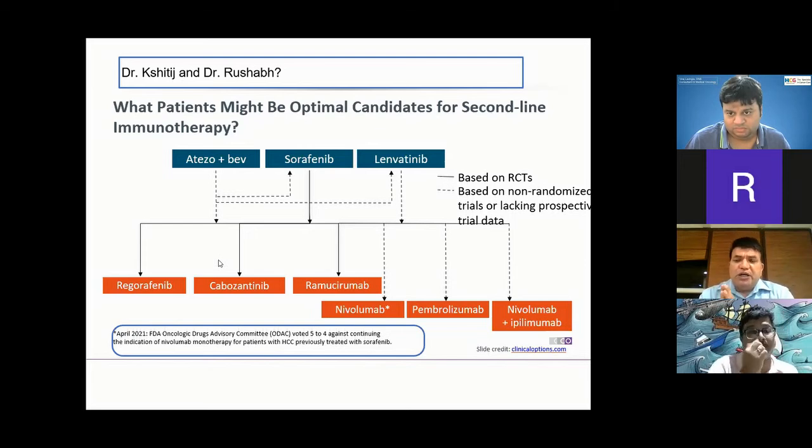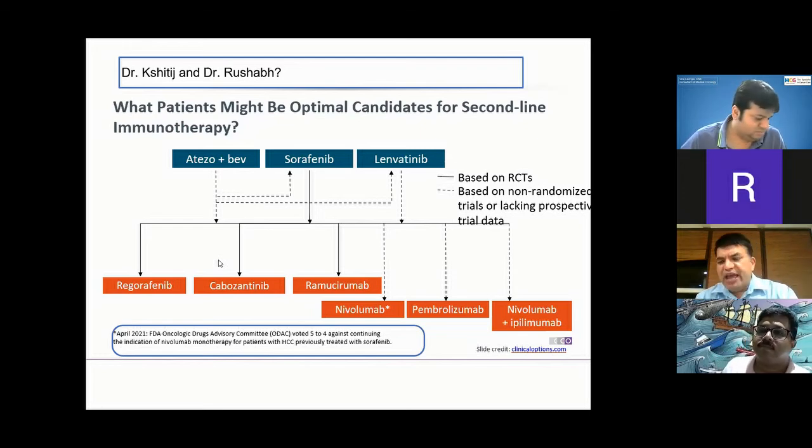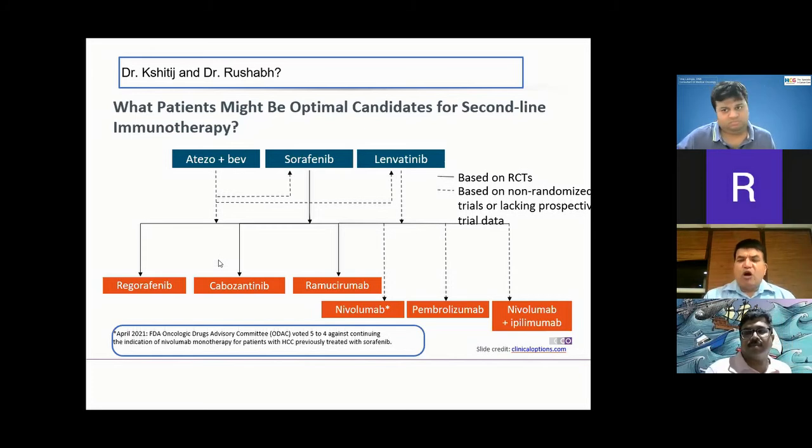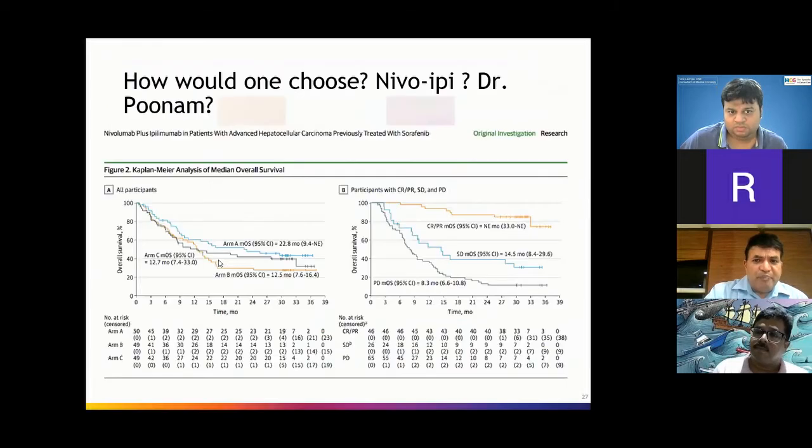Contrary to what Dr. Kancham has said, I have had good response with nivolumab in HCC. As the data suggests, 20 to 30% is the response rate, and people are going to live longer if they have a good partial response. That is what I have observed with nivolumab. So I don't agree with the ODAC committee. Nivolumab still remains one of the good choices in advanced HCC. So that is what I wanted to say.